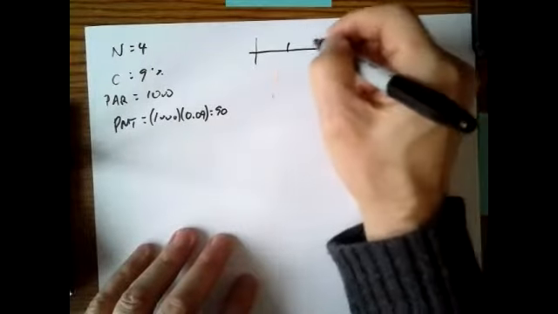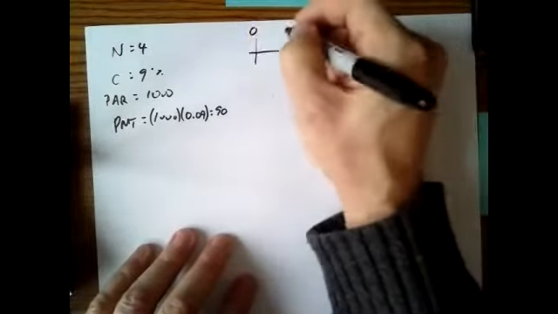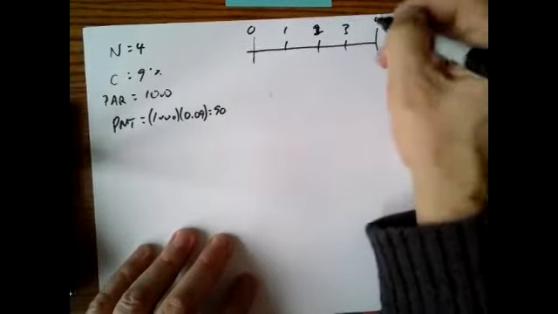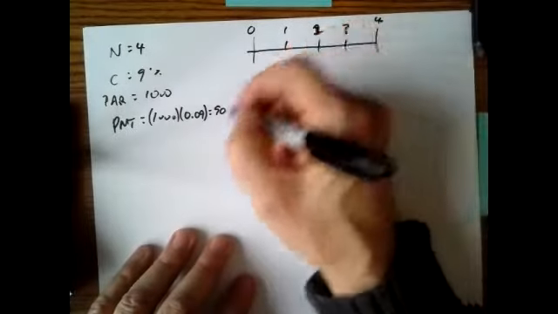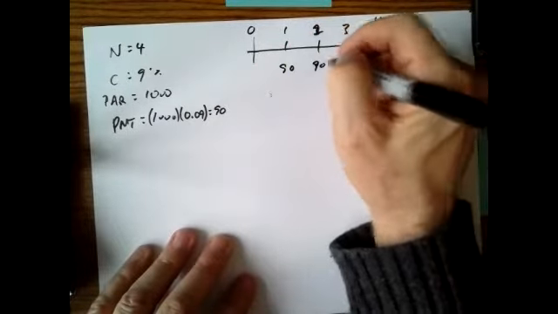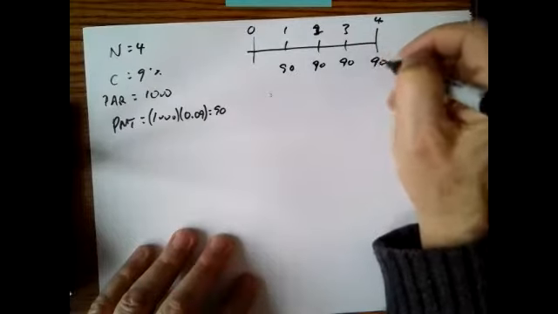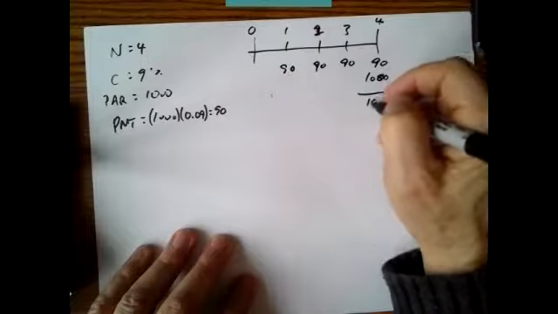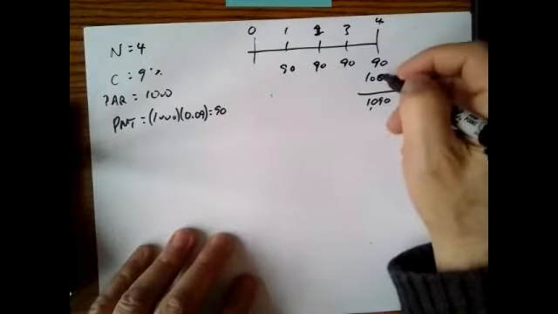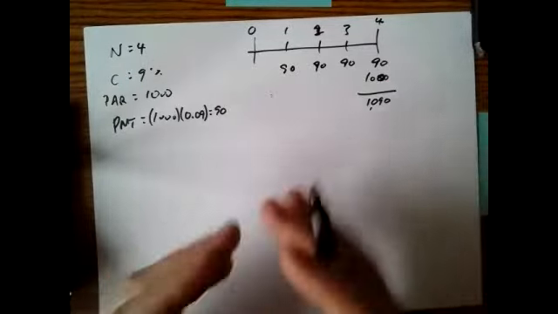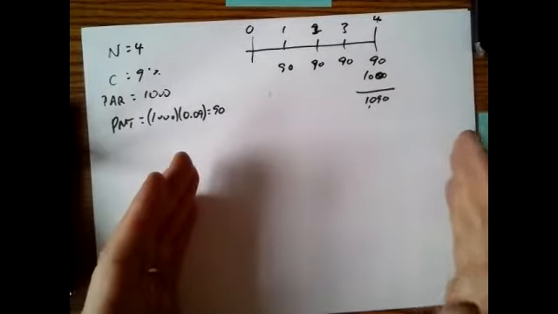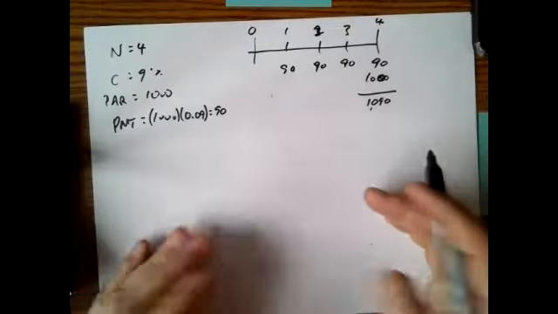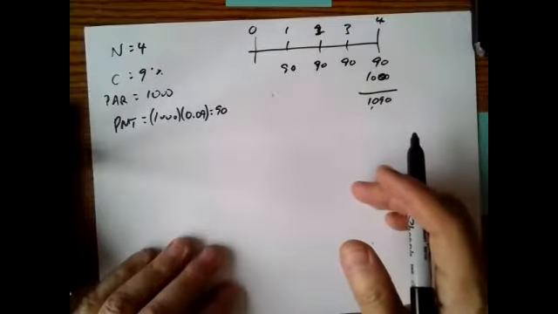So we set up our little timeline: 1, 2, 3, 4. And our payments are going to be 90, 90, 90, 90, and 1,000, for a total of 1,090 at the end. So we'll have 4 $90 payments and one $1,000 payment at the end, or 3 $90 payments and one $1,090 payment. However you look at it, it doesn't matter.